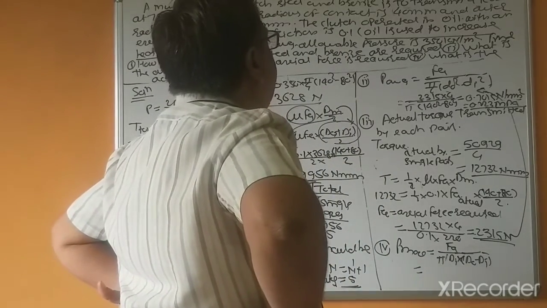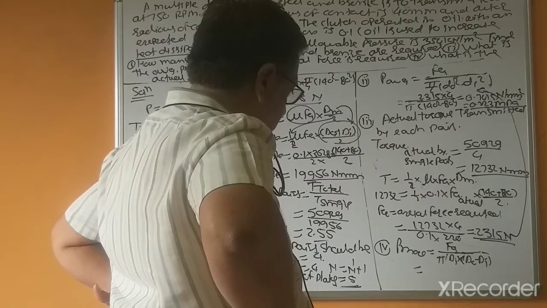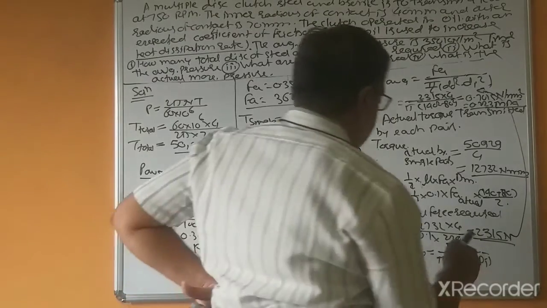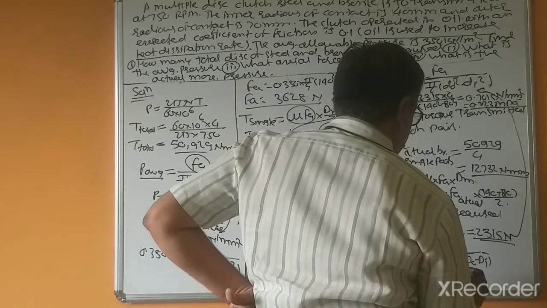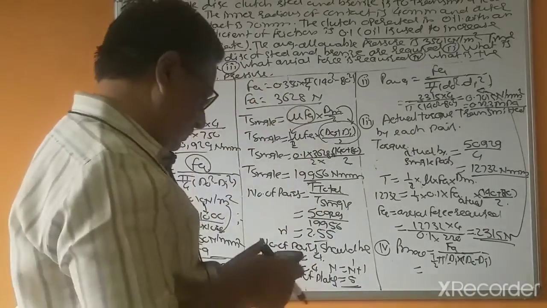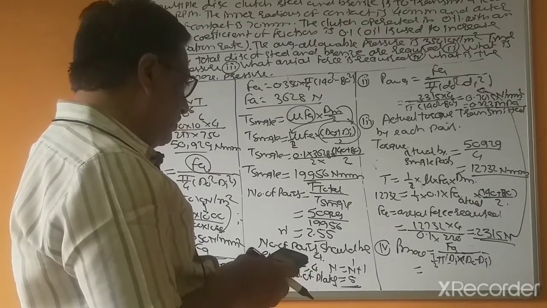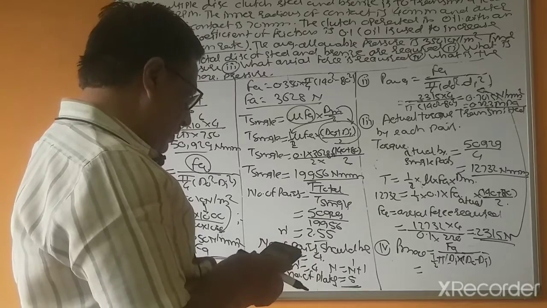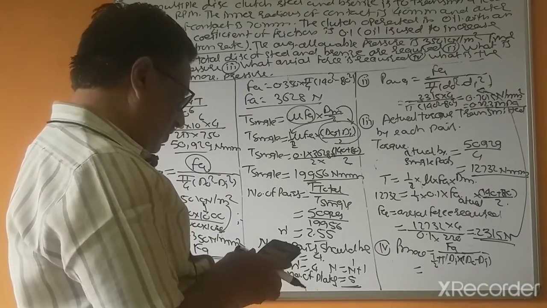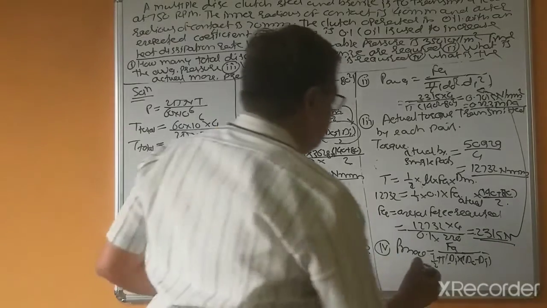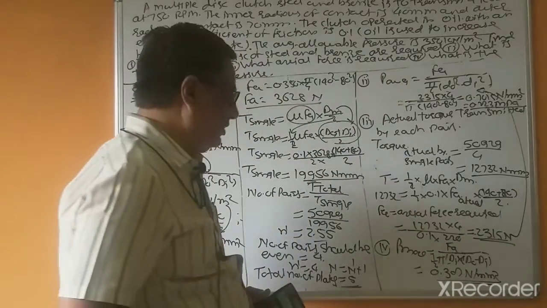Now that is pi by 2 and P max equals, so here divided by 2. So FA equals how much? 2315 multiplied by 2 divided by pi divided by inner diameter 80 divided by 60. So this maximum pressure equals 0.307 Newton per mm square. So this is the expected answer.